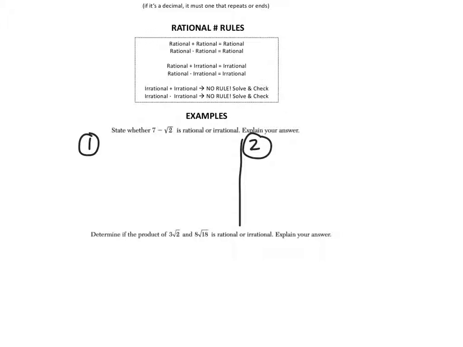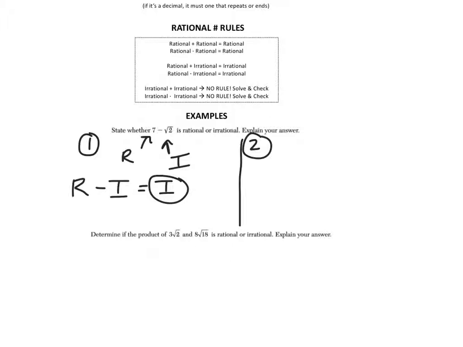First you would indicate what each number is. So 7 is a rational number because it could be written as a fraction, 7 over 1. Square root of 2 is an irrational number. Anytime you take the square root of a non-perfect square, it's always going to be irrational. So if you indicate what each number is and then use your rule, rational minus irrational is equal to irrational, that would be enough of an explanation to get you full credit.